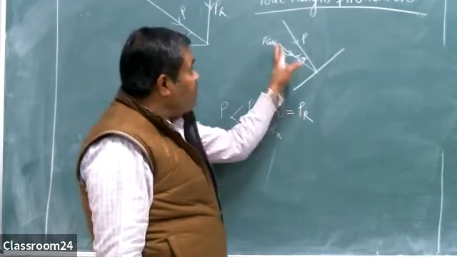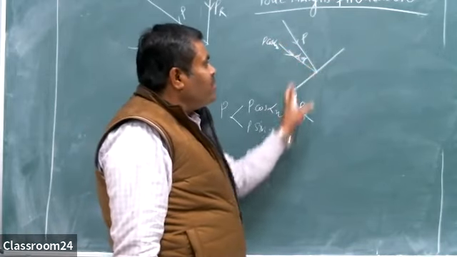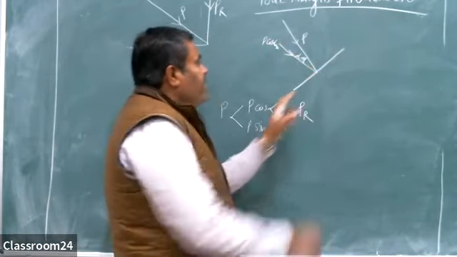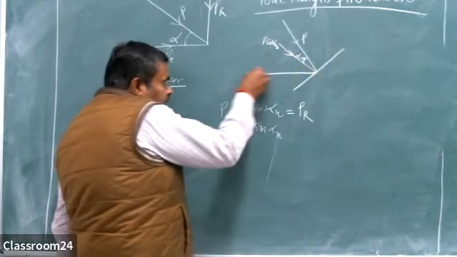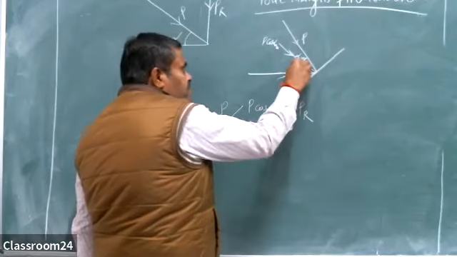Now this P cos alpha n is normal to the tooth, but tooth is inclined by an angle psi. So I am drawing a horizontal line over here. So this angle is psi.